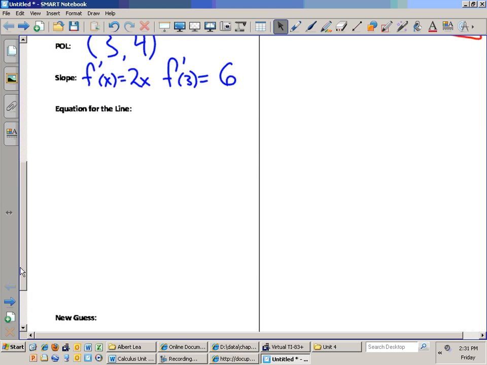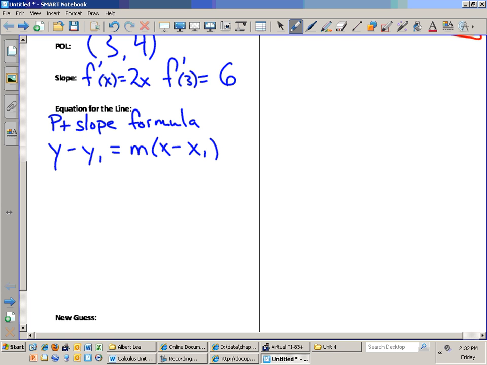So, equation for the line, I'm going to use my point slope formula, which says y minus y sub 1 is equal to m times x minus x sub 1. I have all the information I need. Y minus my y value, 4, equals my slope, which is 6, times x minus x sub 1, or x minus 3. So there we have it. That's the equation for the line. Where does it cross the x-axis? It crosses the x-axis wherever y is equal to 0.